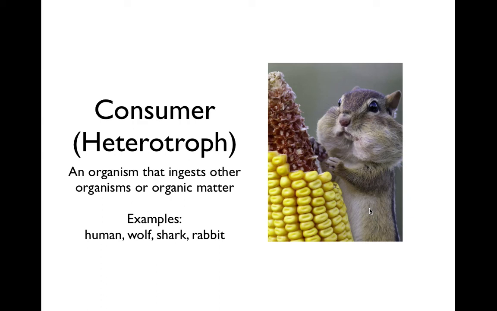So examples of heterotrophs are, of course, humans, wolves, sharks, rabbits. It doesn't matter their size. It doesn't matter what they're eating. They're a heterotroph. Okay. Now, there's many layers of different types of heterotrophs.